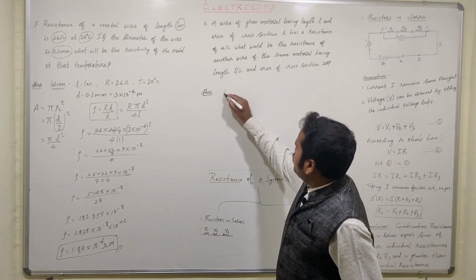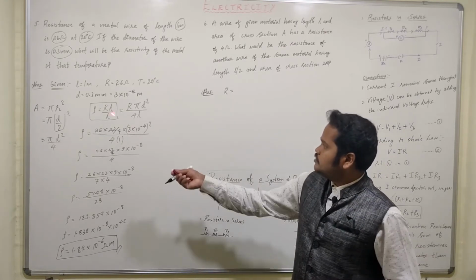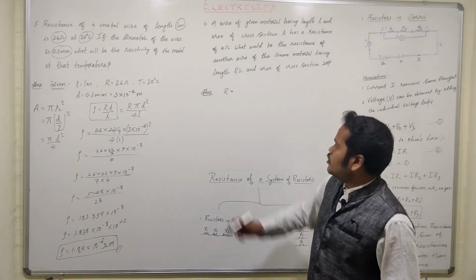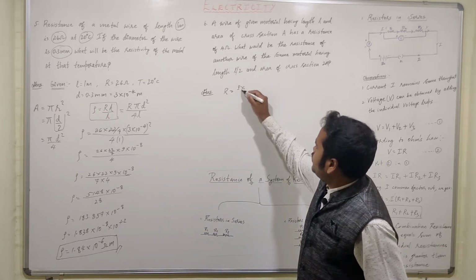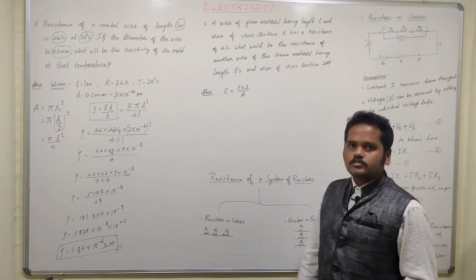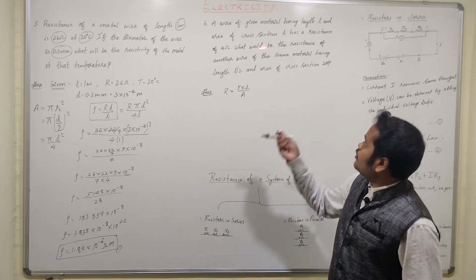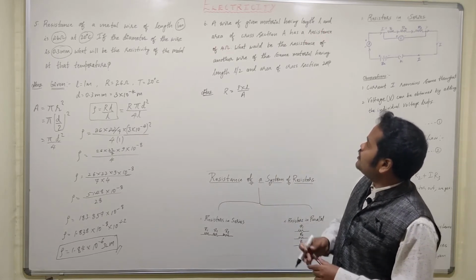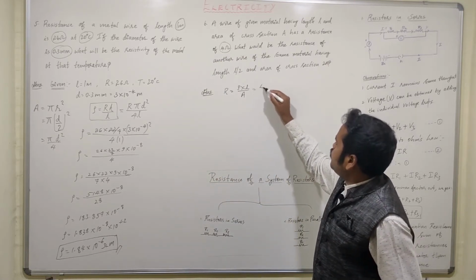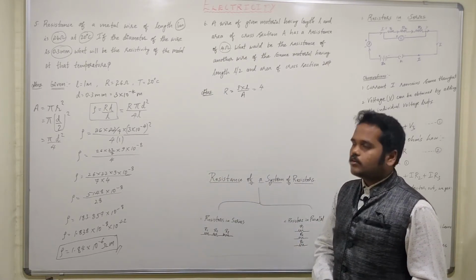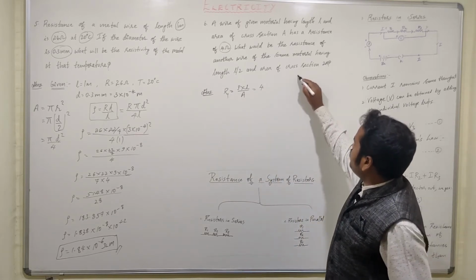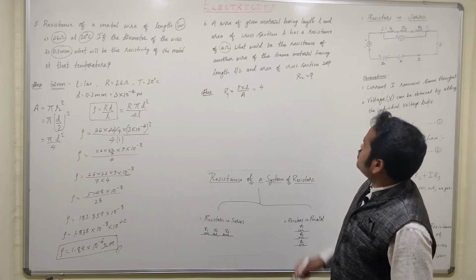So what is the formula for R? We can write rho into L divided by A. A comes down. So we have rho into L divided by A. So this is the formula for finding out the resistance, and they have already given the resistance, which is 4 ohm. So I'll write 4. So this is already given. Now we have to find out R2 is equal to question mark.